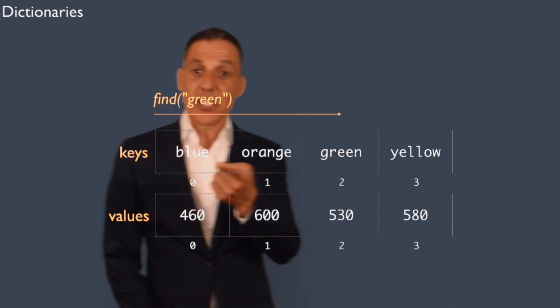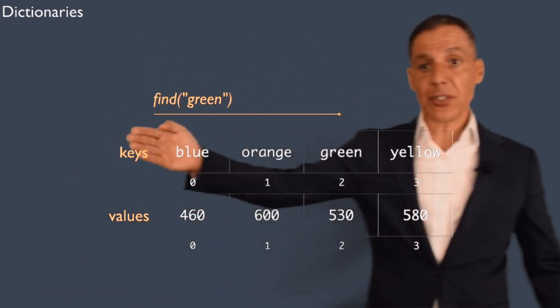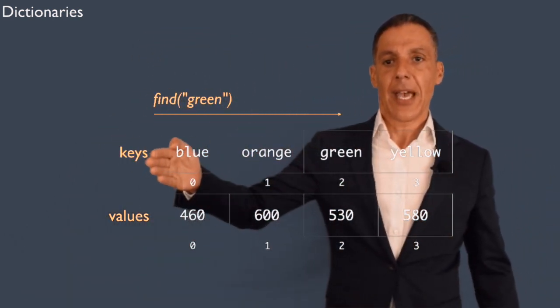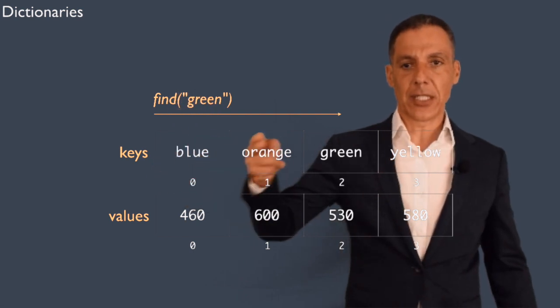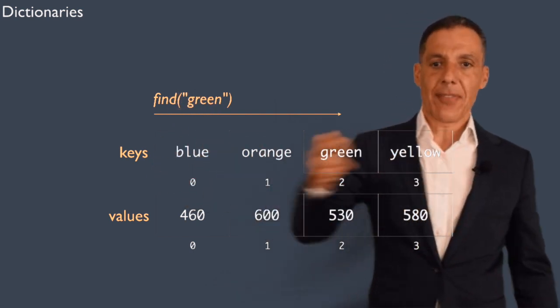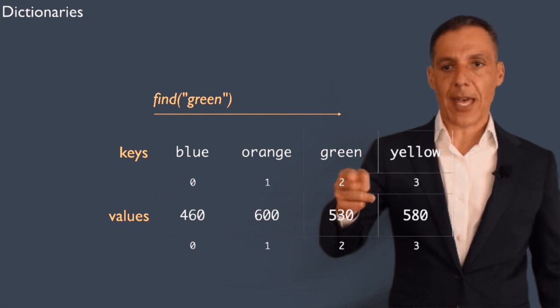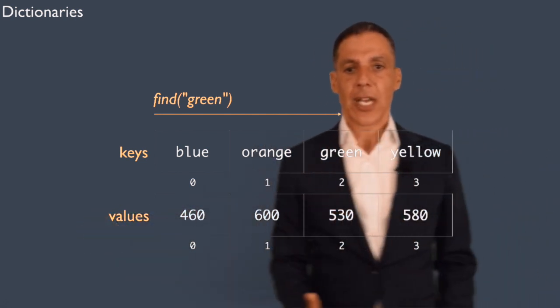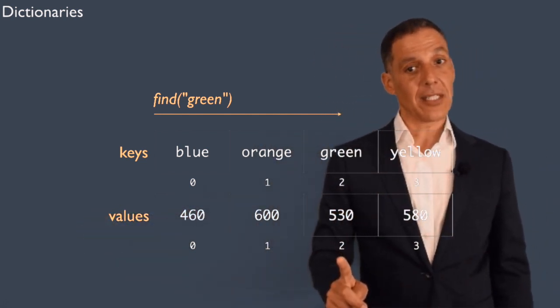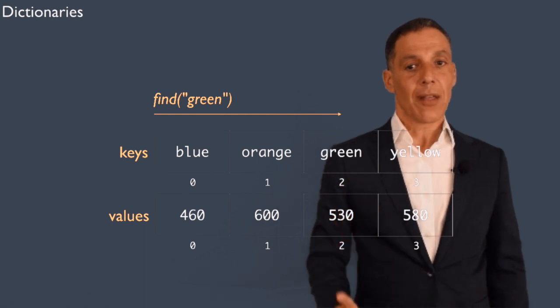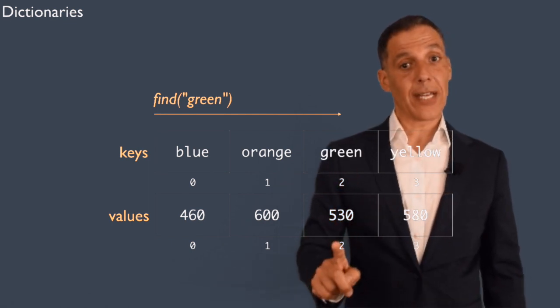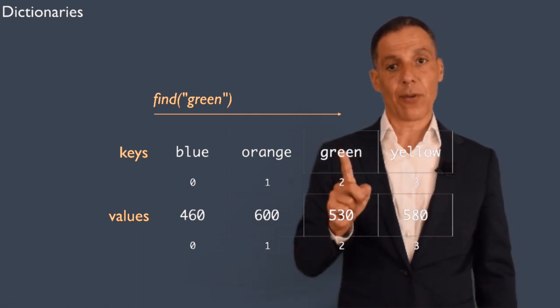Well, I'd have to do linear search. I'd have to start with the key. Let's say I want to find green. I would start from the left, and I would say green, green. Found it. And then I would get the index associated with that, and then I would go into values and get the value. Now that part's easy, because once I know 2, that's big O of 1, because random access in a list is big O of 1.